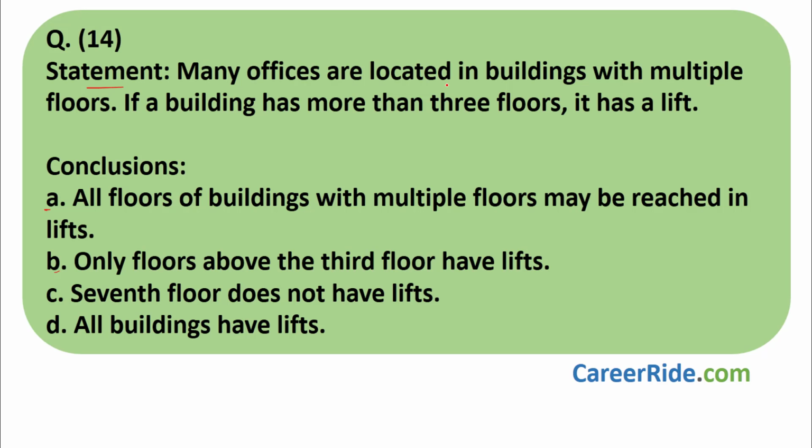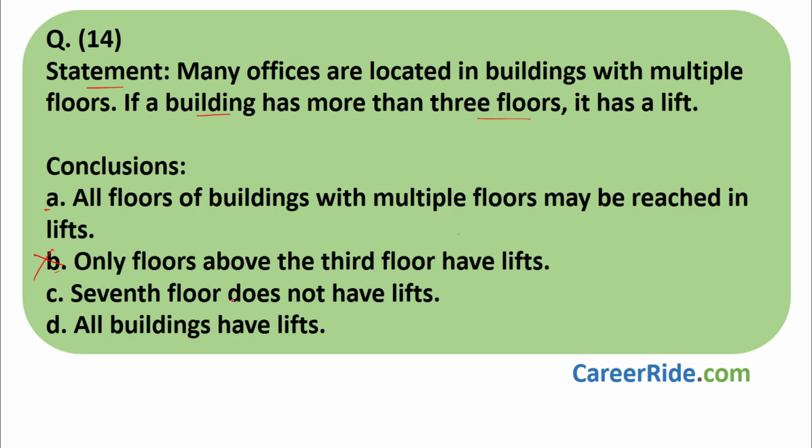Many offices are located in buildings with multiple floors. If a building has more than 3 floors, it has a lift. Conclusions. Now the first, all floors of buildings with multiple floors may be reached in lifts. Let's see, okay, we are not able to deduce directly. Let's see what it is. Option B, only floors above the 3rd floor have lifts. Now they have given that if the building has more than 3 floors, it has a lift. That means the building has a lift, and that lift can go to any floor. So this is not correct, that only floors above the 3rd floor have lifts. If there are more floors above the 3rd floor, then the building will have a lift, and the lift can go to any floor, okay.